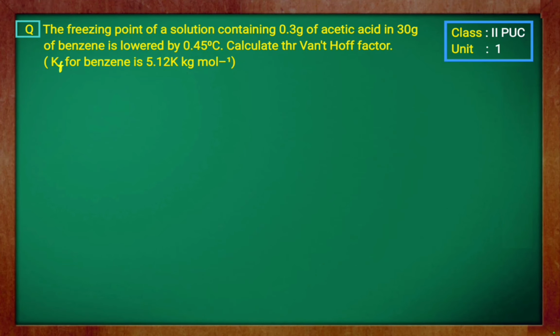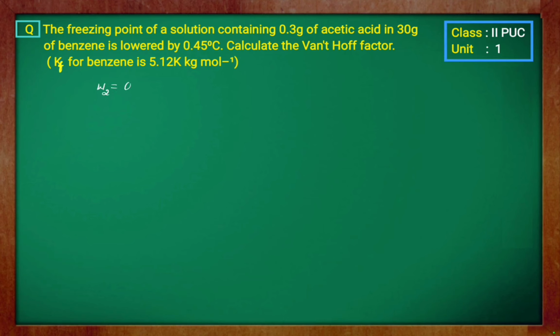The freezing point of a solution containing 0.3 gram of acetic acid in 30 gram of benzene is lowered by 0.45 degrees Celsius. Calculate the Van 't Hoff factor. Kf for benzene is 5.12 Kelvin kg per mole. Let's list the things that are given. So the total solution is containing 0.3 gram of acetic acid. So acetic acid is solute here.